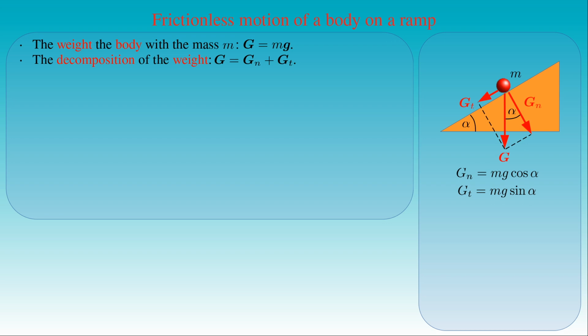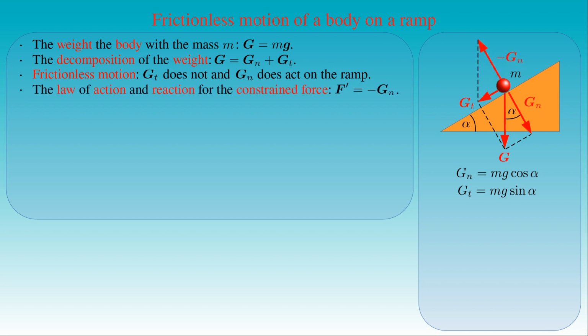Since we neglect the friction between the body and the surface of the ramp, the tangential force Gt does not act on the ramp. However, the normal component Gn is exerted on the ramp, and as a reaction, the constrained force F' due to the deformation of its surface is also exerted on the body, where F' is equal to minus Gn. As a result, both the unconstrained force F0 given by the weight G, that is the gravitational force, and the constrained force F' act on the body.